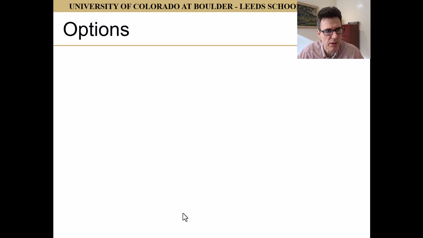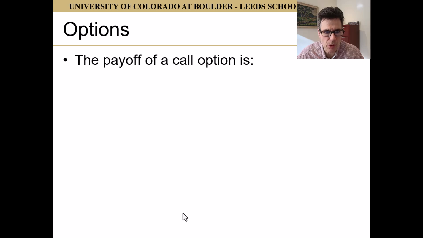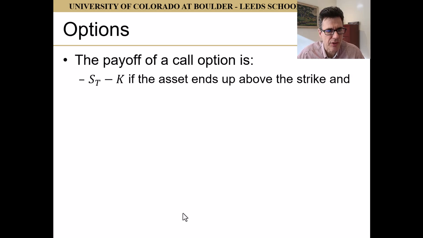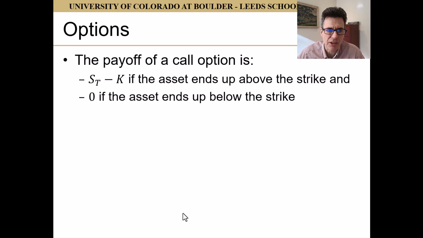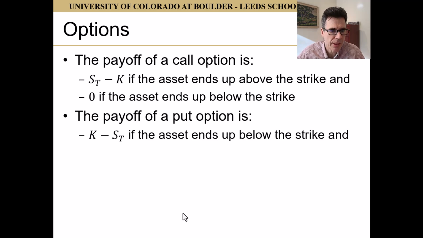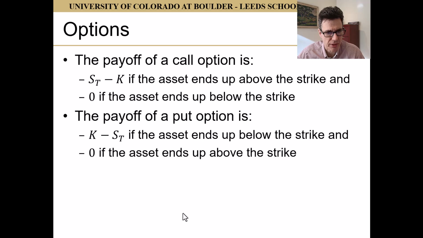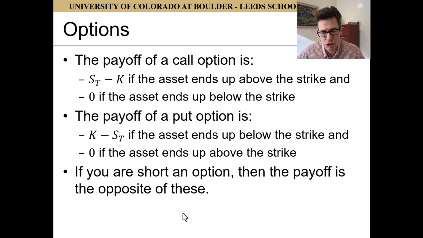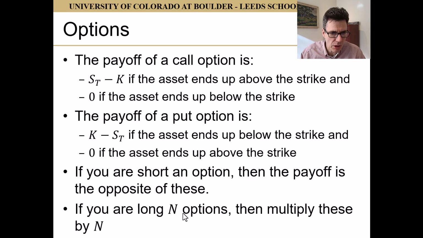One of our building blocks is European options. So the payoff of a call option is the terminal asset price, so we're going to call that ST, minus the strike on the option if the asset ends up above the strike, and 0 if the asset ends up below the strike. The payoff of a European put option is K minus ST, just the opposite of that, but only if the asset ends up below the strike, and 0 if the asset ends up above the strike. If you're short an option, then the payoff is the opposite of those two formulas. And if you're long N options, then multiply the formula by N.